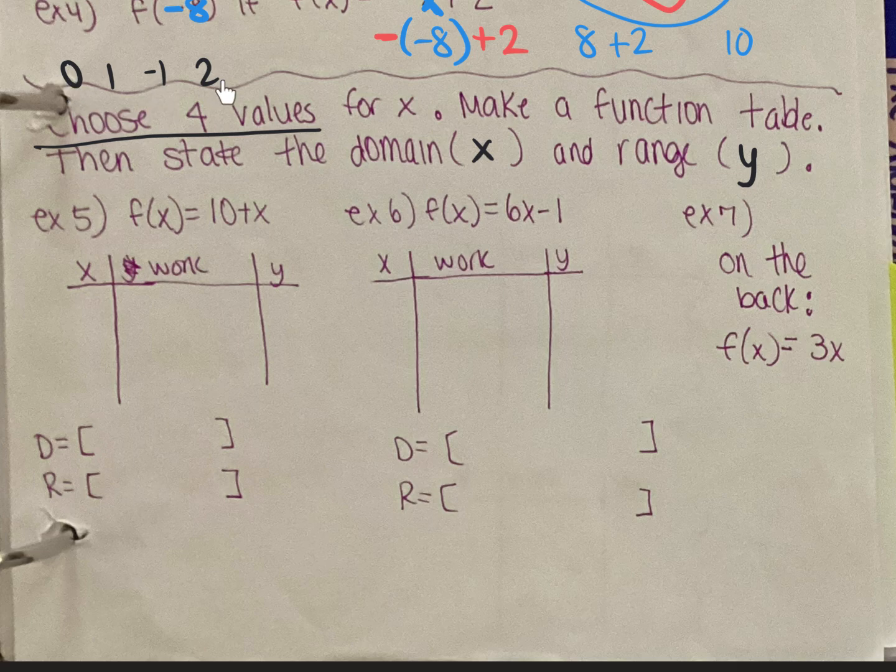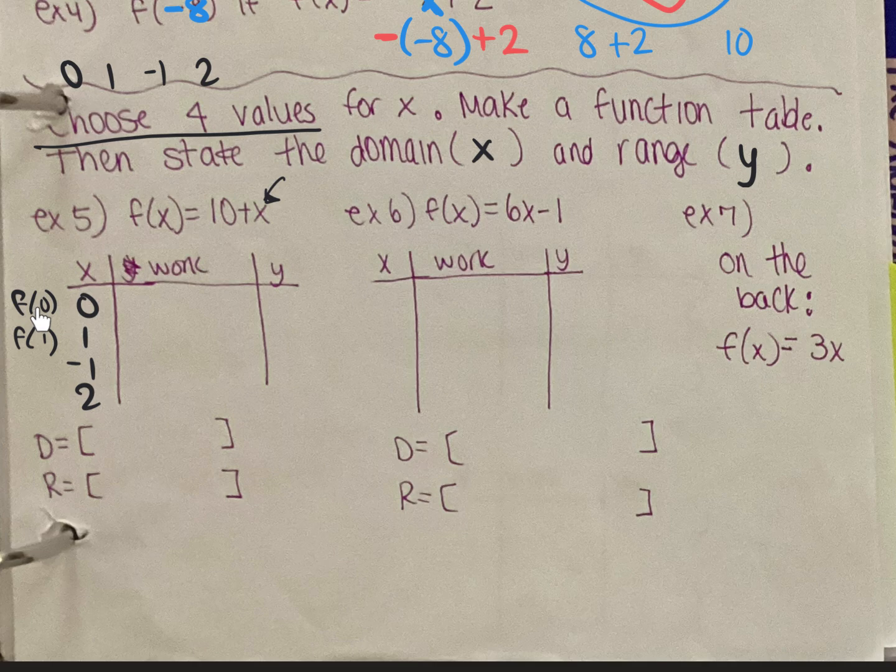And then since we have to choose 4, we'll go to that guy. So I'm going to put 0, 1, -1, and 2 in for x. Now, I'm replacing the x. I'm basically finding f of 0, f of 1. But because I'm making a table, my table just looks like this.